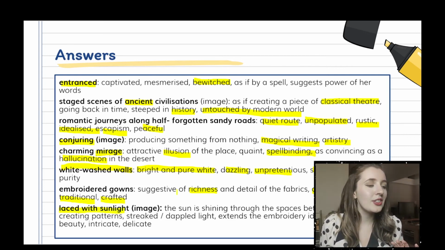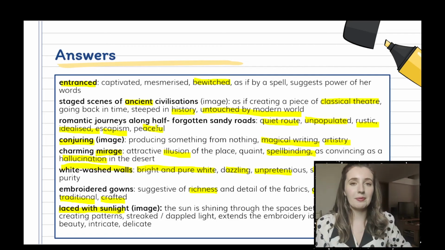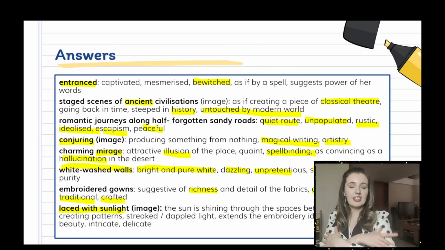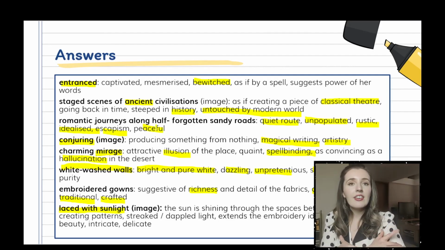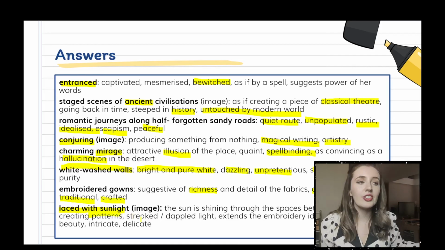So, laced with sunlight. If you think about the fabric of lace, this see-through material, if you imagine a wedding dress, like Kate Middleton's wedding dress, with the lacy arms and the delicate patterns and flowers. Just like that, the sun is shining through the spaces in between the branches, creating patterns on the floor.